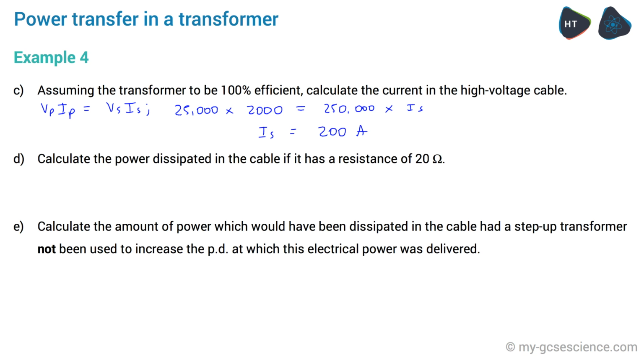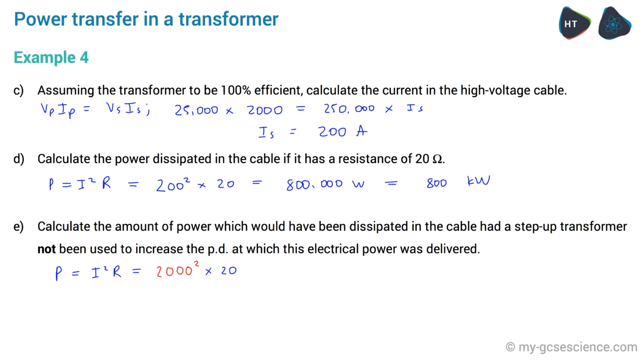For part D, we need to use the equation for the power dissipated in a resistor, P equals I squared R. Here, the resistor is the cable itself. Subbing in our numbers then, that becomes 200 squared times 20, which gives an answer of 800,000 watts, or 800 kilowatts. In part E, finally, if a step-up transformer hadn't been used here, then electrical power would have been transmitted down the cable at a current of 2000 amps instead of 200 amps, which would have increased the power dissipated in the cable to a staggering 80 million watts.